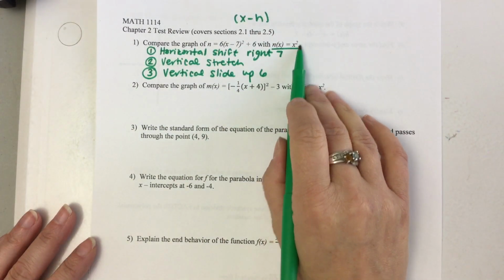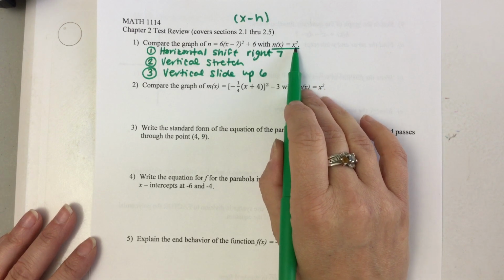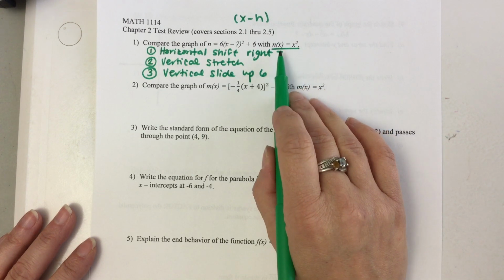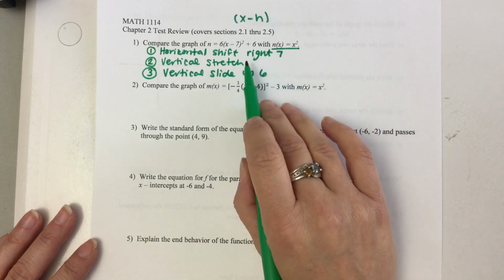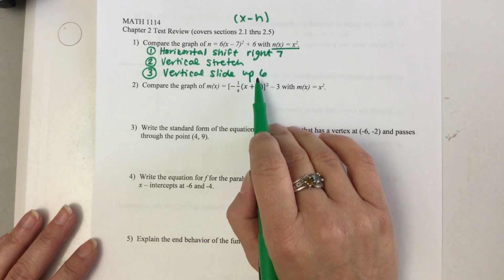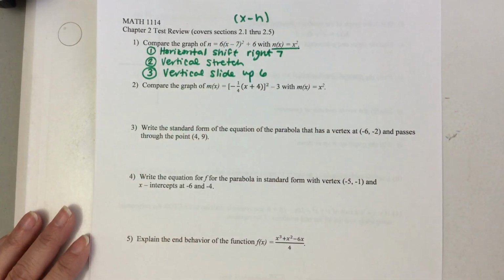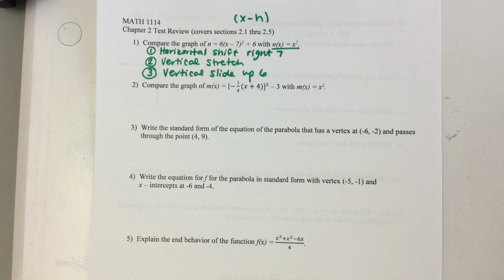So here what happened is they started with the parent quadratic function. They took that parabola, they shifted it to the right 7, then they grabbed the top and bottom and pulled it to stretch it so it was taller and more narrow, then they slid it up 6. When they did that, the new equation would look like that. Okay, let's look at another one.